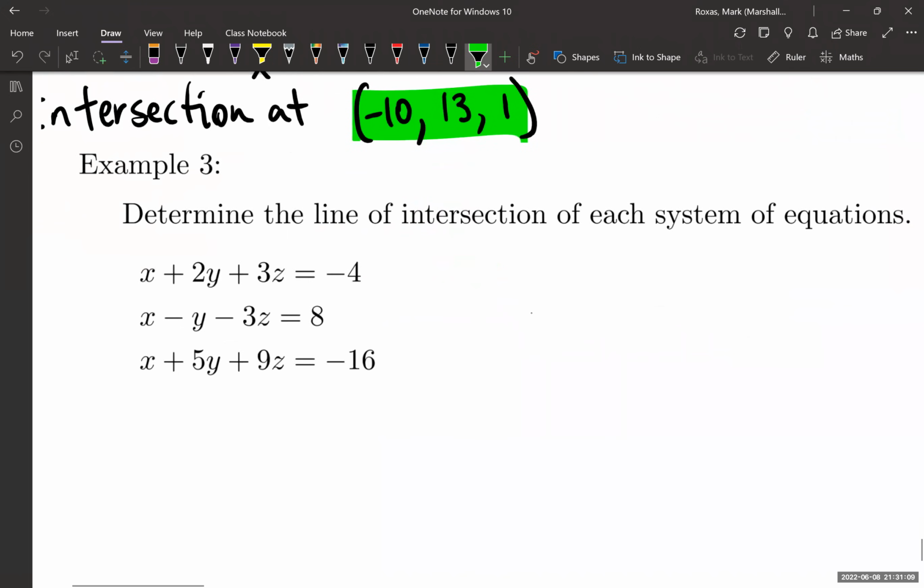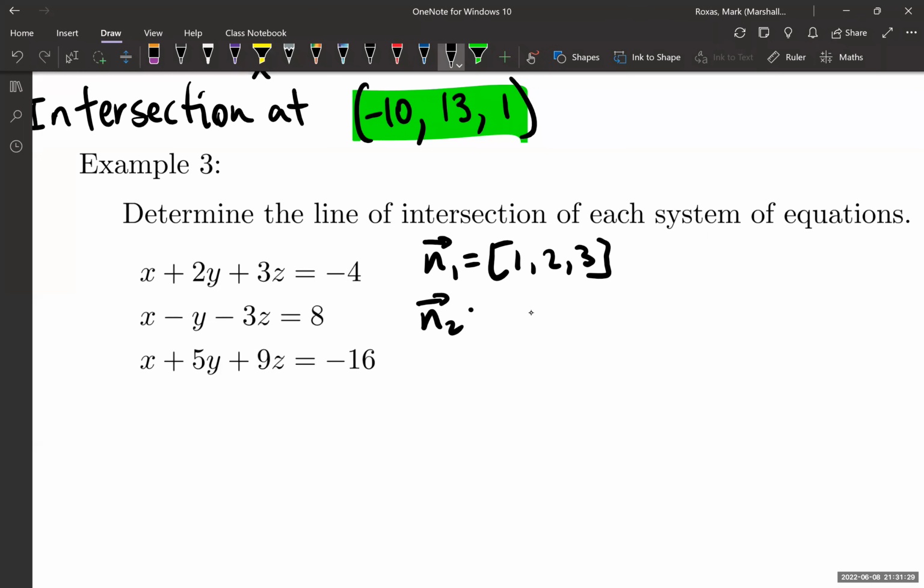Example number 3. Determine the line of intersection for each system of equations. So I'm just going to show you an example. What does it mean to find a line of intersection instead of a point? Here we have 3 more equations. Let's find their normals. N1 is 1, 2, 3. N2 is 1, negative 1, and negative 3. And the third equation, N3, is equal to 1, 5, and 9.